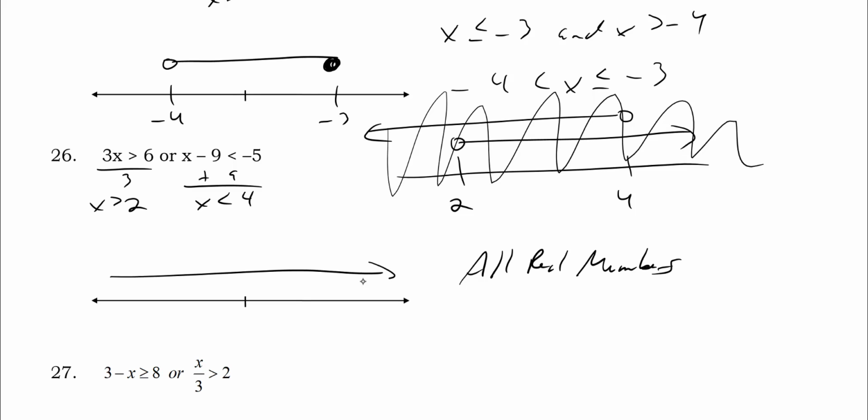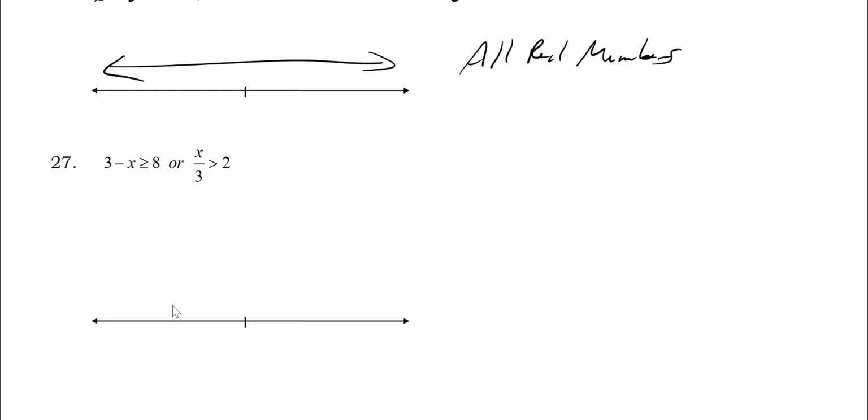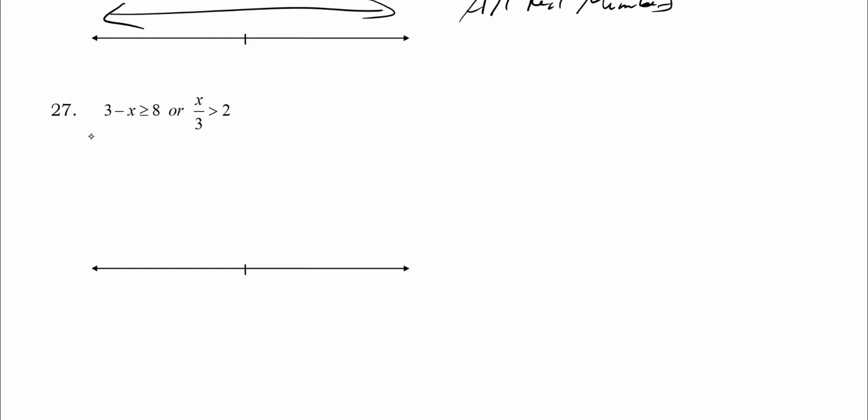Okay, so the arrow would look like this, all real numbers. All right. I'm going to subtract 3 from both sides, so negative x is greater than or equal to 5 divided by negative 1. X is, remember, switch the inequality sign. So x is less than or equal to negative 5, and this one I'm going to multiply both sides by 3. So I get x is greater than 6.